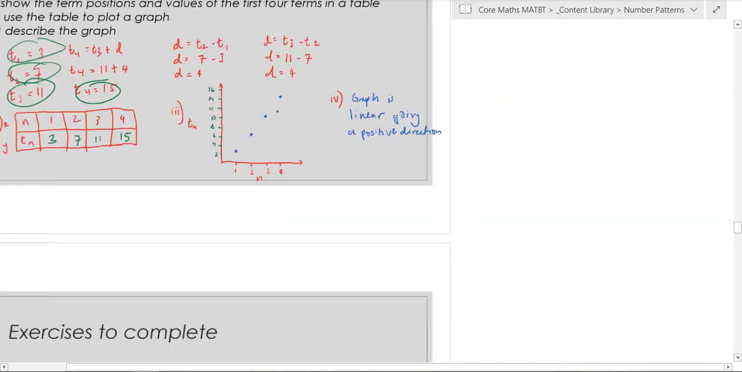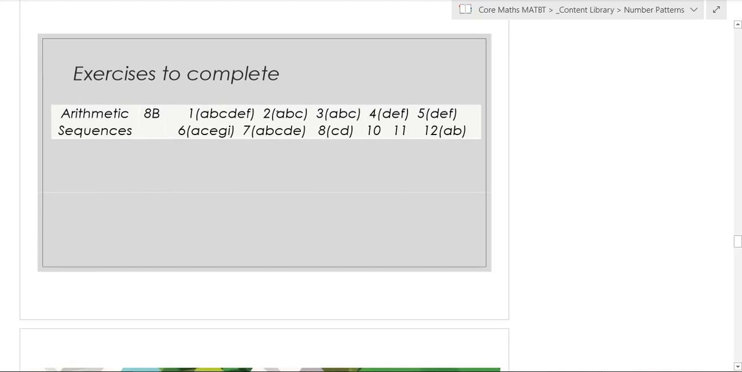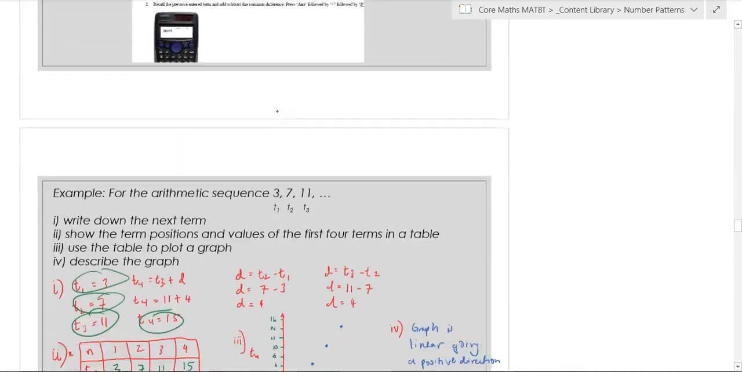That's basically how we do those questions. So guys, go ahead and do your exercises for chapter 8b. The questions are in the assignment that you've been assigned. And also, please do this worksheet to understand how to generate a sequence on your calculator. Thank you.